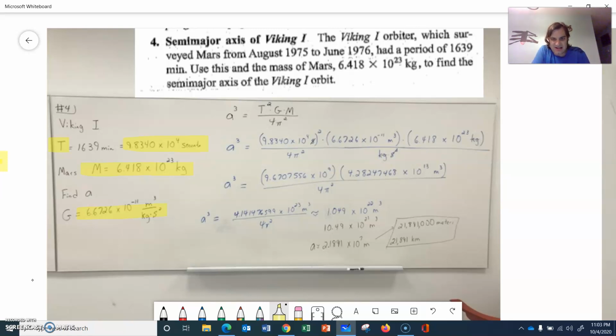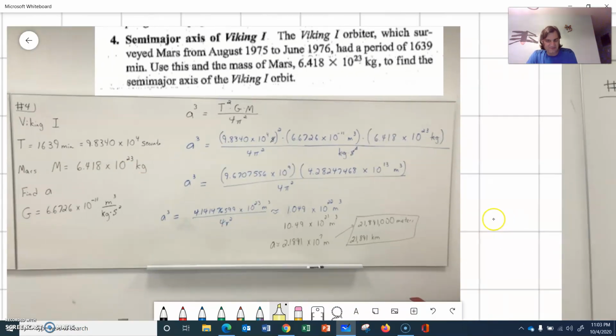And they gave us the mass, and it says find the semi-major axis. So we're using the same formula that we used before. We just solve for a cubed. We follow through with all the units. Eventually we get down to something in meters, which is 21,891 meters, or 21,891 kilometers. So just push through the scientific notation there. If you have problems, let me know. I'm going to erase all these marks.